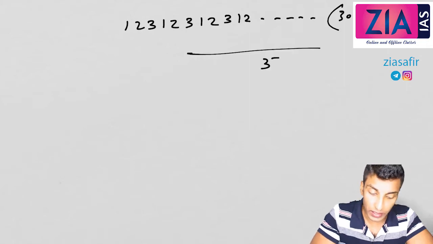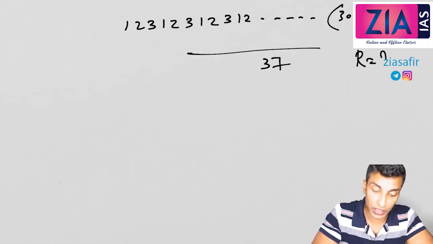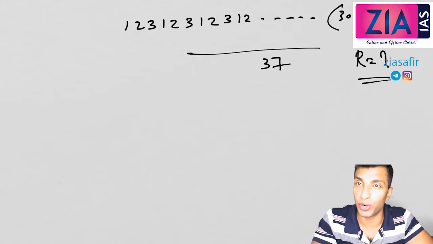For example, 1 2 3 1 2 3 1 2 3 1 2 3 and so on up to 300 digits. Okay, so it's a huge number. Divide by 37, what is the remainder? How you're going to solve this kind of question is what I'm going to discuss here.